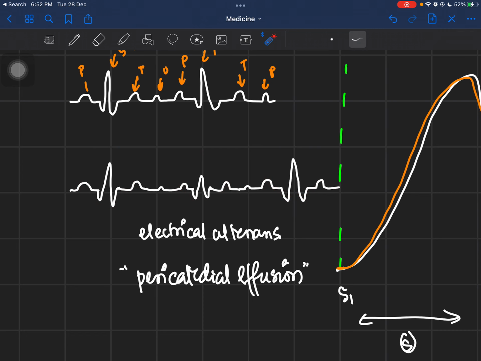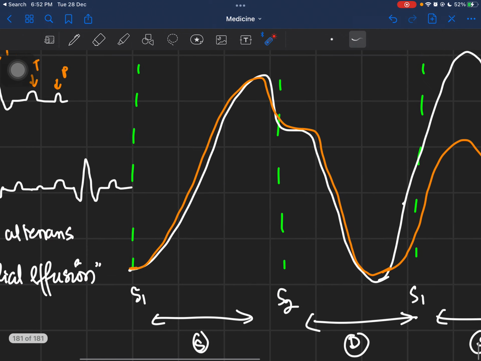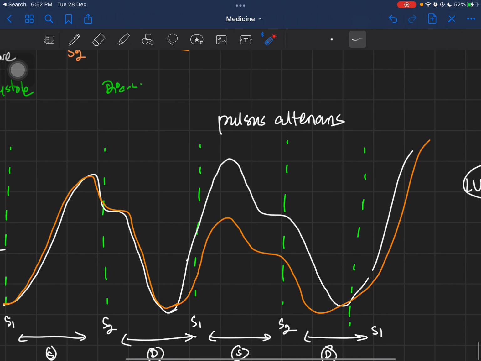but because of the fluid that surrounds the heart, it changes the amplitude of the electrical waveform. So sometimes you get a normal amplitude waveform, sometimes you get a small waveform, sometimes normal, sometimes small, and that is known as electrical alternans. That is a characteristic finding in pericardial effusion. Compare that to pulsus alternans.